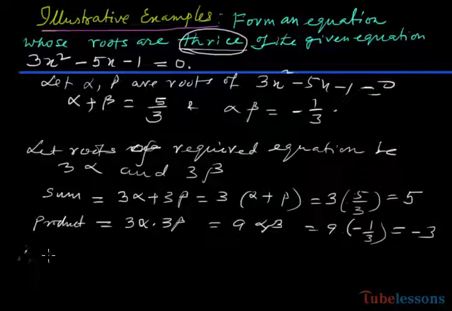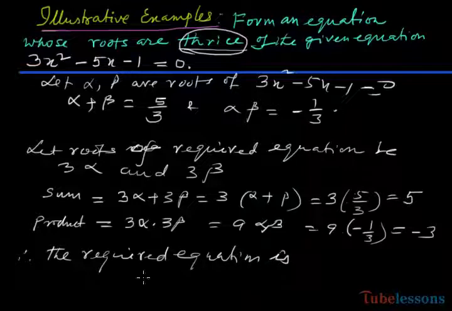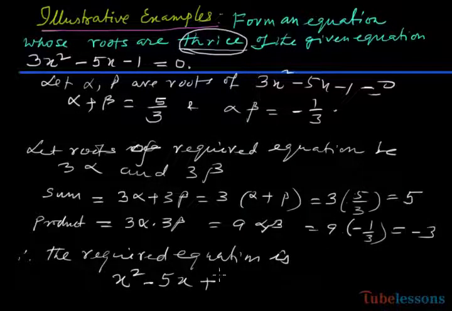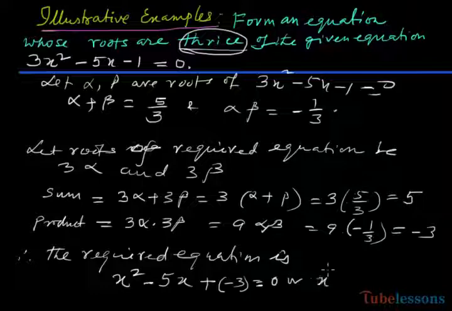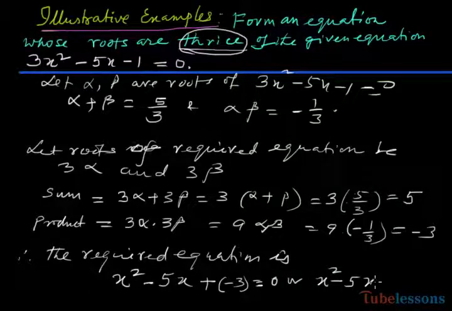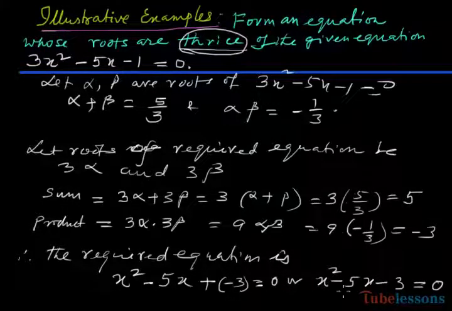Therefore, required equation is x square minus sum of the roots, that is minus 5x, and plus product of the roots, that is minus 3, equals to 0, or x square minus 5x minus 3 is equal to 0. Okay, thank you.